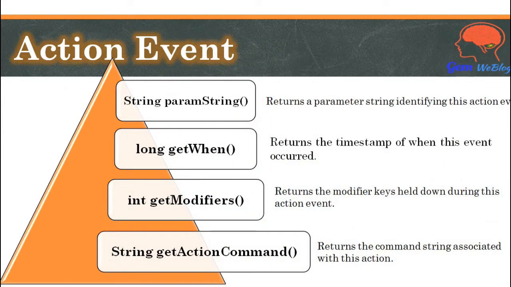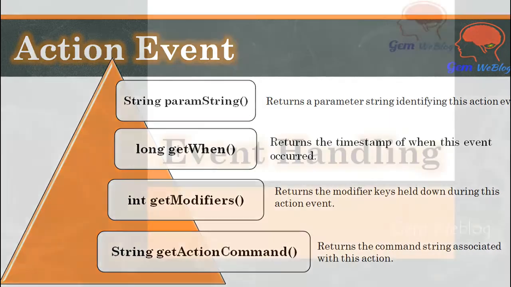What methods are available under the ActionEvent class? One is paramString, which returns a string that contains all the information of the action event. getWhen returns when that event occurred. getModifiers returns the modifier keys that have been used along with the event. Then getActionCommand returns the command string that is associated with this action.